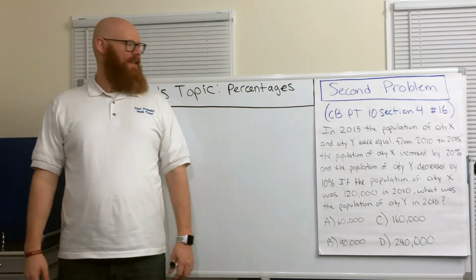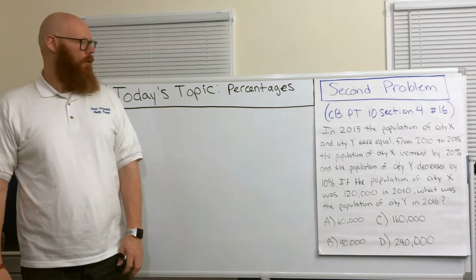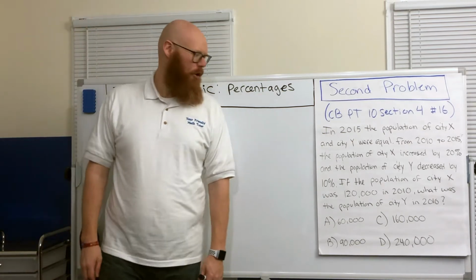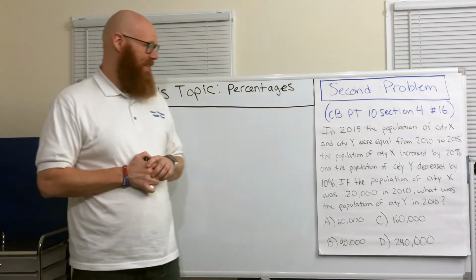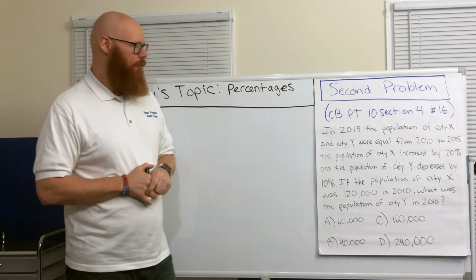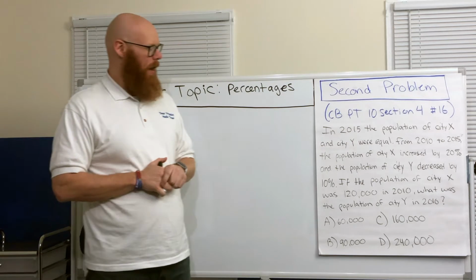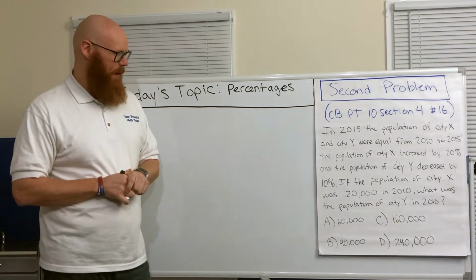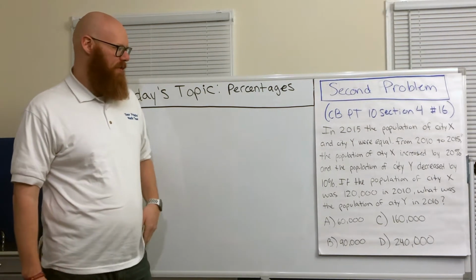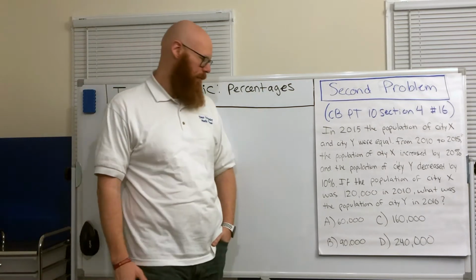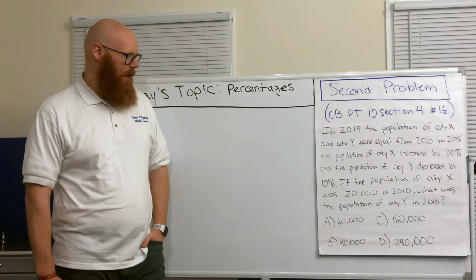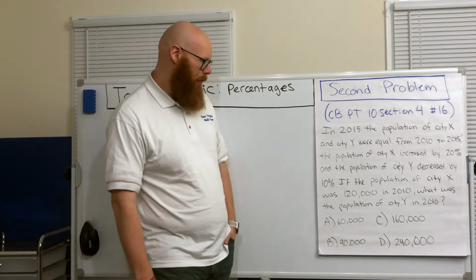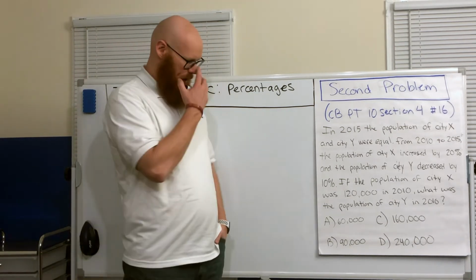All right, so now to our second problem. This one is College Board Practice Test 10, Section 4, number 16. In 2015, the population of City X and City Y were equal. From 2010 to 2015, the population of City X increased by 20%, and the population of City Y decreased by 10%. If the population of City X was 120,000 in 2010, what was the population of City Y in 2010?